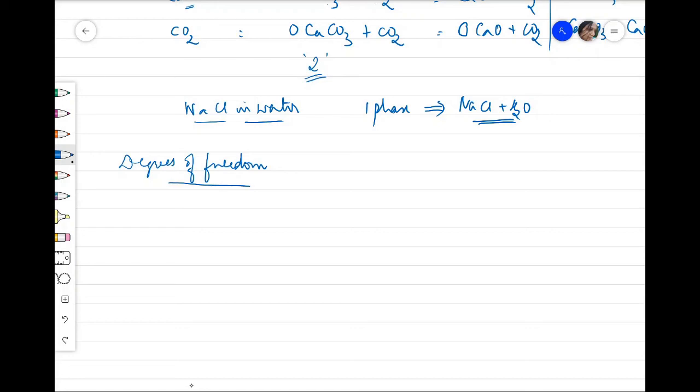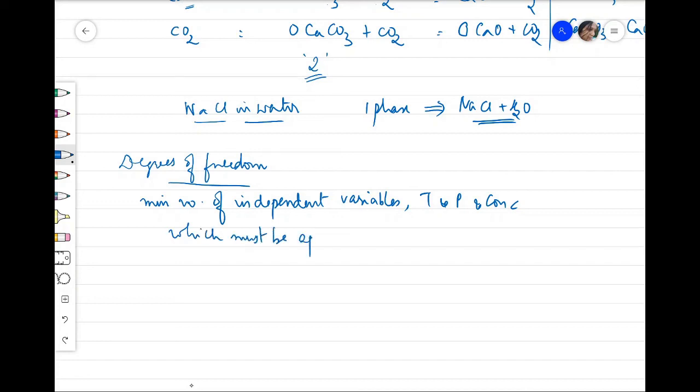Okay, the final thing we have to know is degrees of freedom. Degrees of freedom, F, is defined as the minimum number of independent variables, like temperature, pressure and concentration, which must be specified to define the state of the system completely in equilibrium.